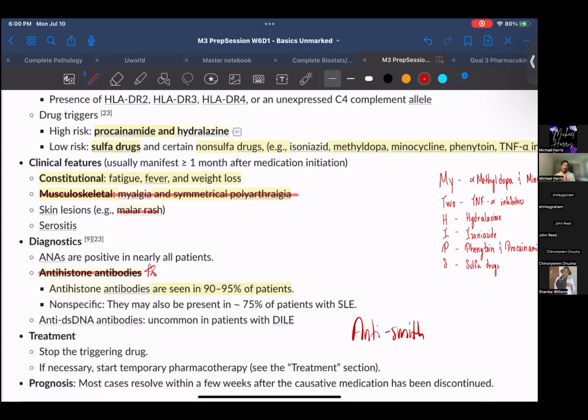Okay? Anti-Smith is for lupus, as well as a whole bunch of other antibodies. But anti-Smith is a very specific one for lupus.